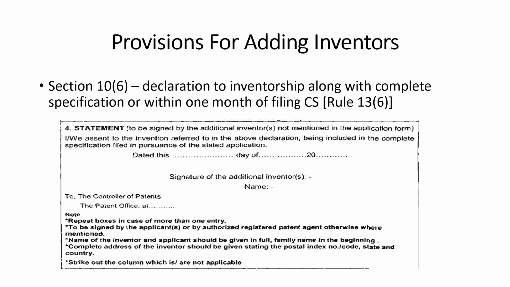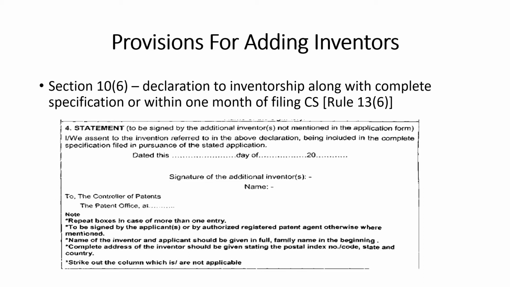So you file a form 5 where you mention the list of all the 6 inventors. So if you closely see the format of the form 5 that has been provided under the Indian Patents Rules, paragraph 4 has a statement which is to be signed by any additional inventor which was not mentioned in the application form. So when you are filing a provisional specification, you filed an application form listing out say 5 inventors, and then at the time of the complete specification you have a name of an additional inventor to be added. So you file a form 5 with the name of all the inventors, and the 6th inventor signs this declaration or statement which has been given under paragraph 4 of the form 5.